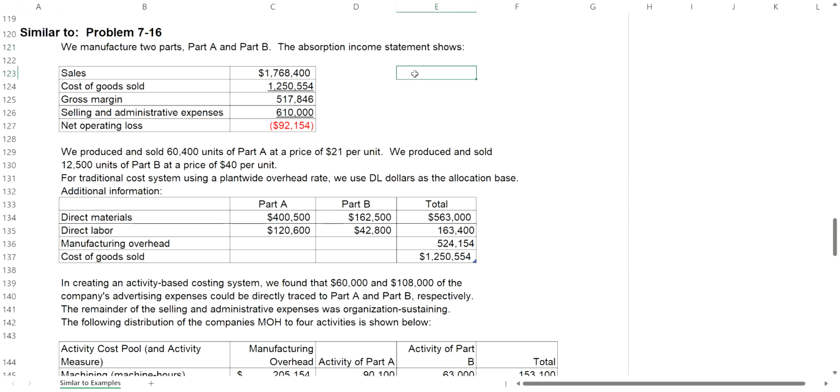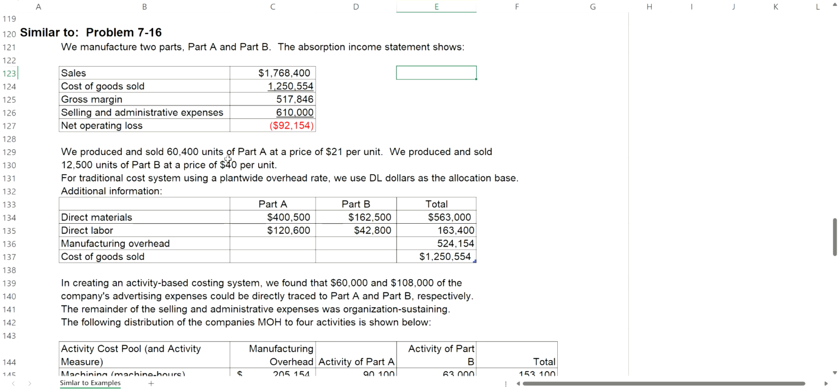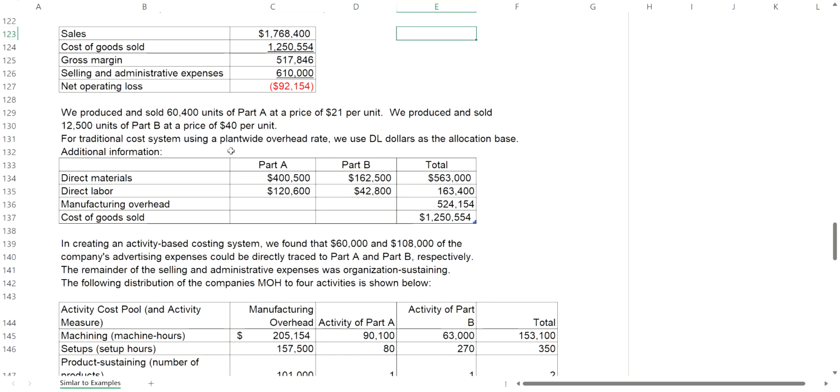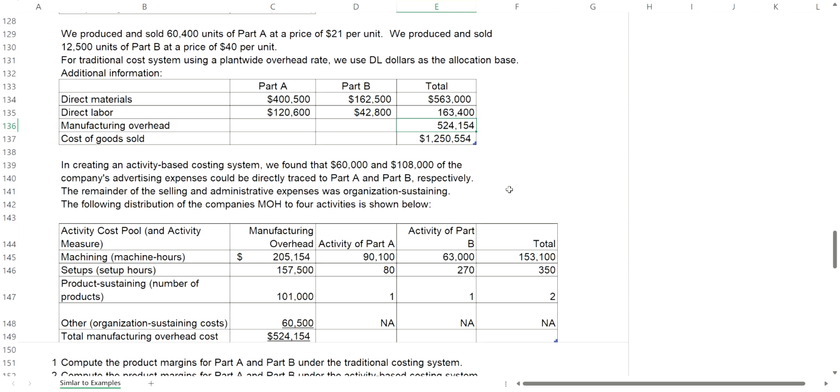Okay, so we're given a lot of information here. We're given the absorption income statement. We produced and sold 60,400 units of product A at a price of $21 per unit. We produced and sold 12,500 units of product B at a price of $40 per unit. For the traditional cost system using a plant-wide overhead rate, we use direct labor dollars as our allocation base. So you're given the following information for product A and B as far as material costs, labor costs, and then you're given the overhead costs for both of them.